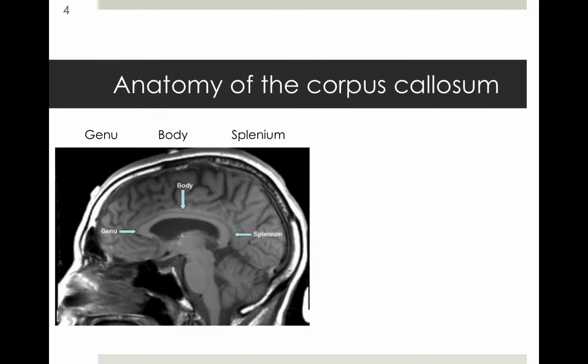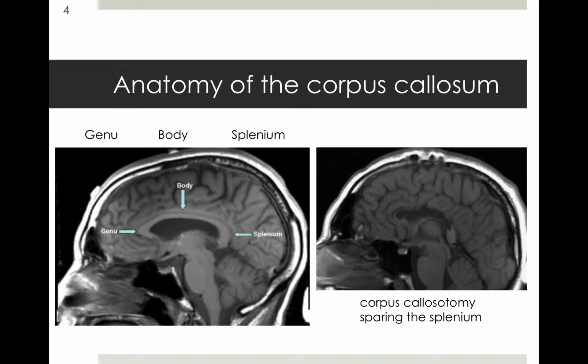What's curious about the three components of the corpus callosum is you could have people who either are born without a corpus callosum or have had a corpus callosotomy, which is a resection or removal of the corpus callosum. This can be done either for the whole corpus callosum or just for part of it. So this here is the corpus callosotomy sparing the splenium.